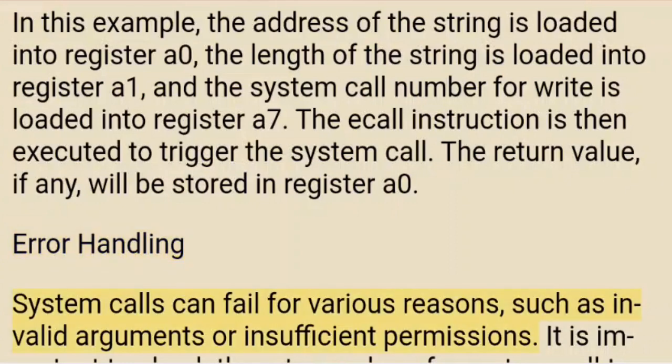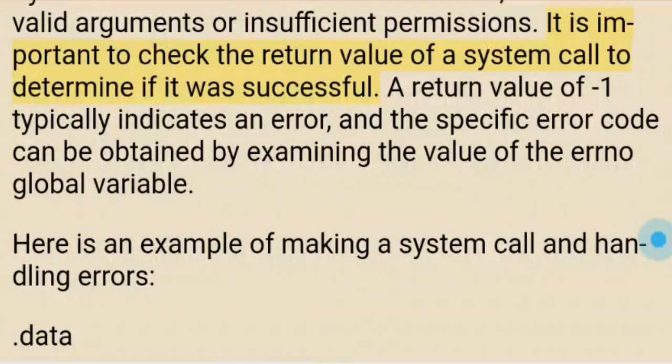Error handling. System calls can fail for various reasons, such as invalid arguments or insufficient permissions. It is important to check the return value of a system call to determine if it was successful. A return value of -1 typically indicates an error, and the specific error code can be obtained by examining the value of the errno global variable. Here is an example of making a system call and handling errors.